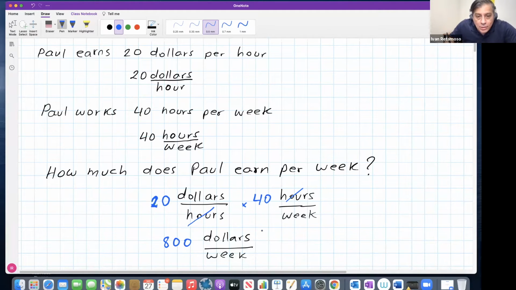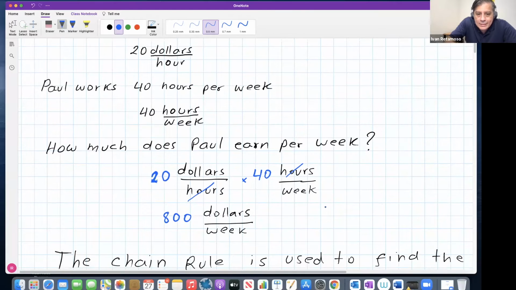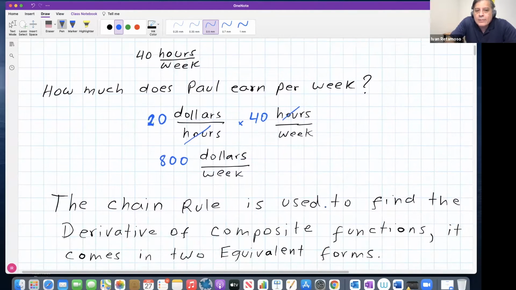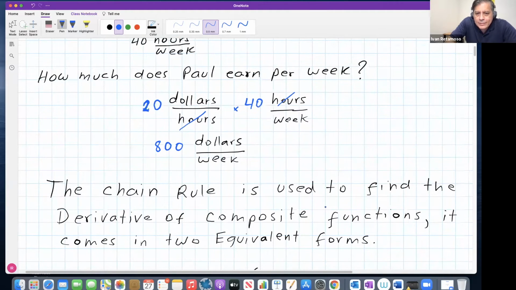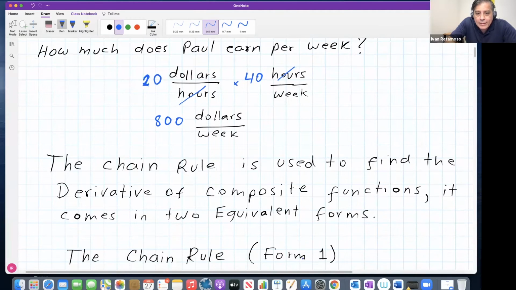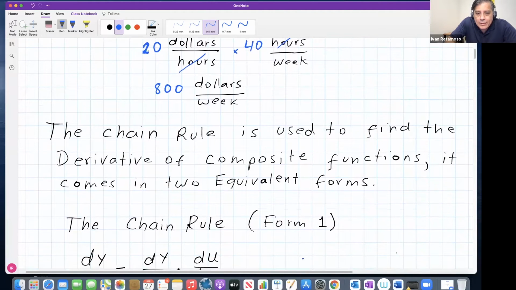So this shows that if we multiply two rates of change that are related by some quantity, in this case time, it is possible to come out with a new rate of change. This is the idea that inspired mathematicians to think of the chain rule, which is used to compute the derivative of composite functions, and it comes in two equivalent forms.